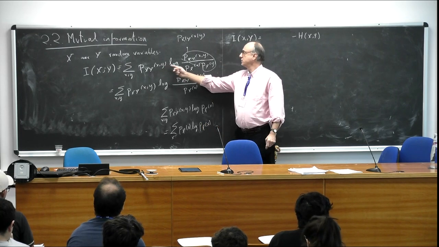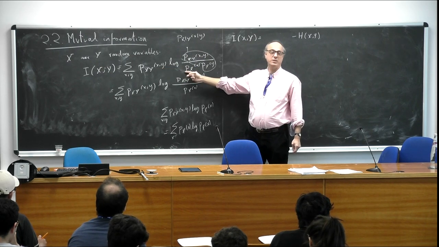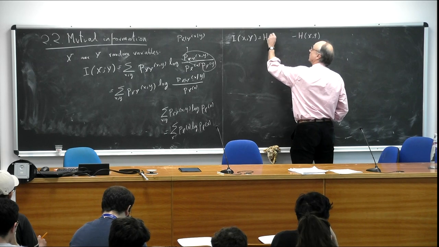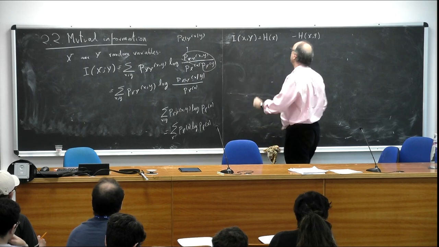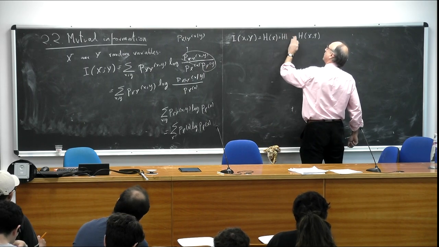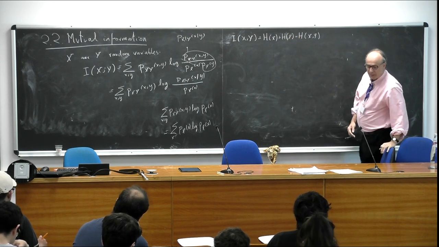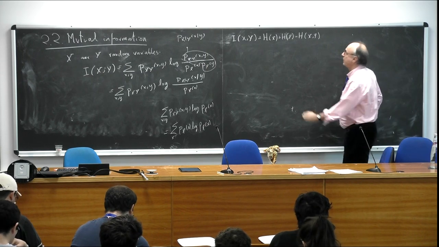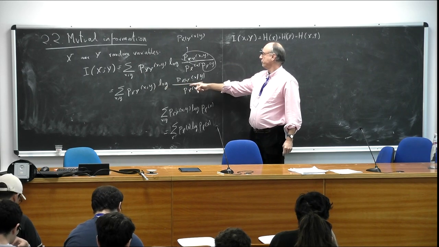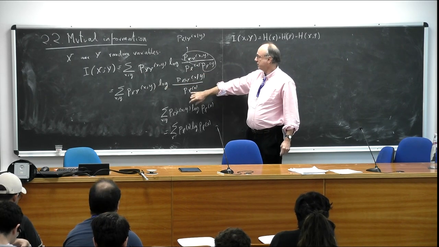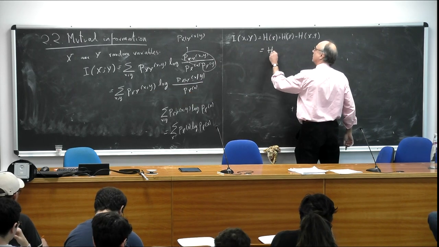So the term that comes from the log of p(x) is minus p(x) log p(x), which is H(x). And if you do the same with p log p(y), it's H(y). So the mutual information can be expressed in this way. And also, if you take this one, here, this is p log p(x), which is H(x).